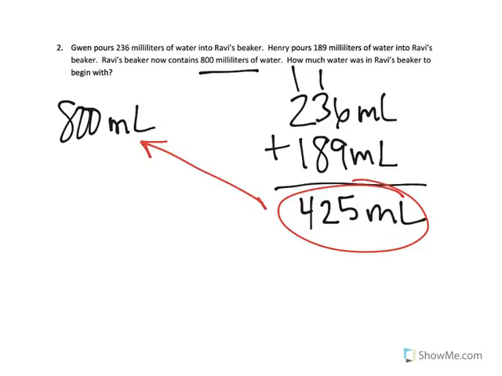So, now that we know that number, we can go ahead and subtract that number from 800. And once we do that, that should give us our final answer. Alright, so we need to do some regrouping.